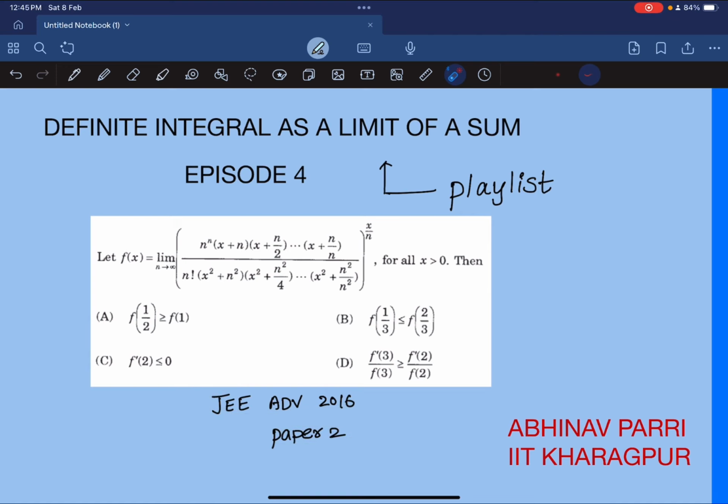JEE Advanced 2016 was by far the toughest JEE exam to date. The paper was super well set with notoriously difficult questions. Now there are two main ways to make a paper tough. First, you can make the questions really long and calculations super cumbersome. And second, you can make the questions more conceptual and tricky. This paper did both. And the question we will be solving today is known for being one of the most challenging questions ever to appear in JEE.